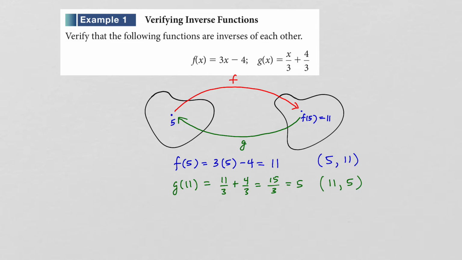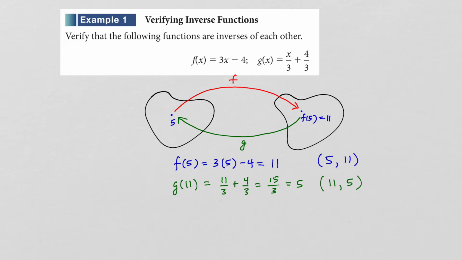If we were graphing these functions, the point (5, 11) would be on the function f, and the point (11, 5) would be on the function g. So one thing that inverse functions do is they interchange the x and y values.